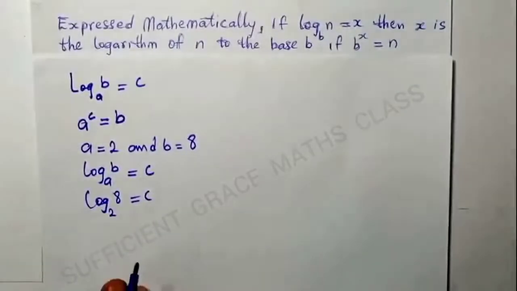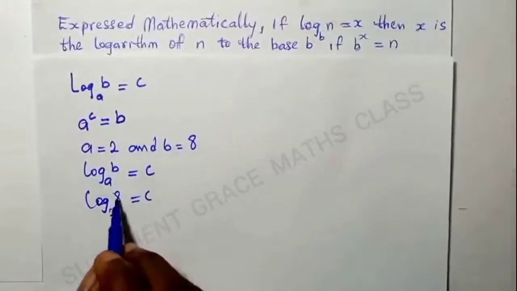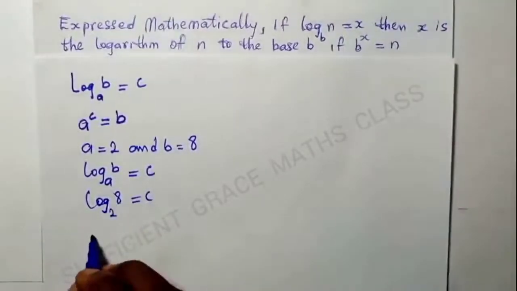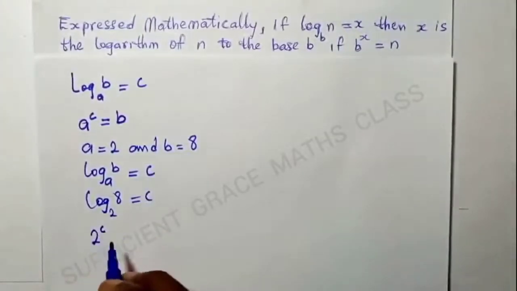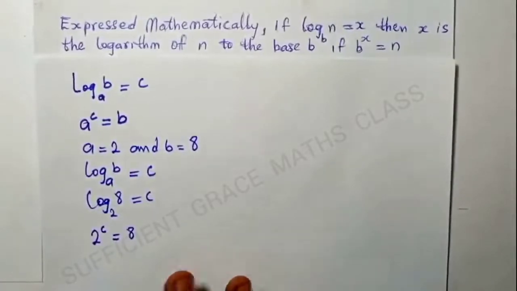Now, what this is telling us is that this 2 must be raised to c to give us 8. That is, we have 2 raised to power c equal to 8. Let's now find the value of c.